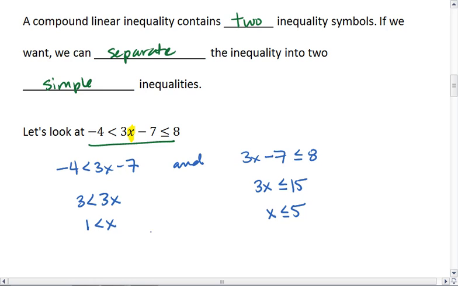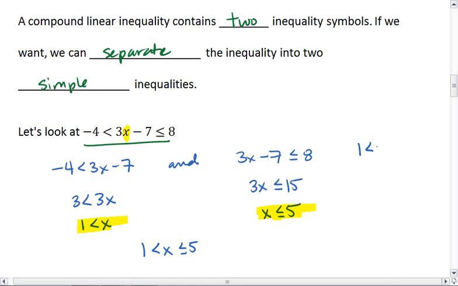Now I can combine these back together if I want. 1 is less than x is less than or equal to 5. Here's a hint. When you are done, get both of your inequalities such that you're using less than or equal to signs. It's going to help for when you need to combine your inequalities into a single one again, if you can. Sometimes you won't be able to. And we'll explore that a little bit more in these examples.